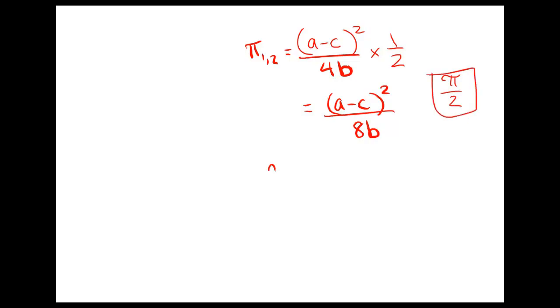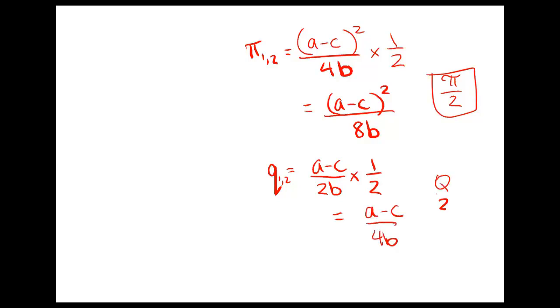And then we can also do the same for quantity. So we had the big quantity was A minus C over 2B, and we need to split that in half. So we multiply by 1/2, and we get A minus C over 4B. So that's just big quantity divided by 2. And we have shown those equations that we were looking to show.